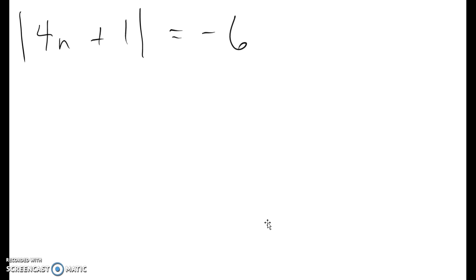Let's look at this one. This is a special case. Like I mentioned before, whenever you take a number out of the absolute value sign, you always have a positive. Here's the problem, though. We have a negative 6. Is that possible? Well, in this scenario, it is not possible. Therefore, no solution. And that's a symbol for no solution, or you can write it out.